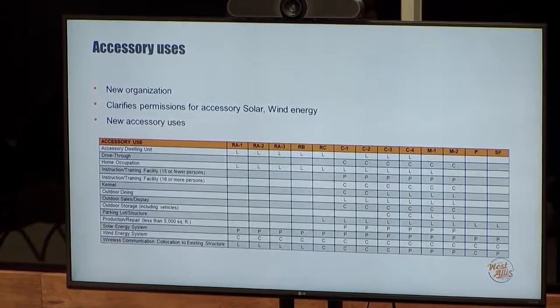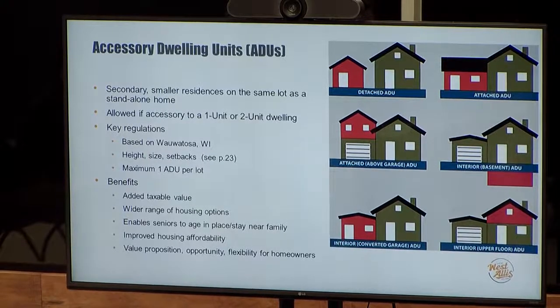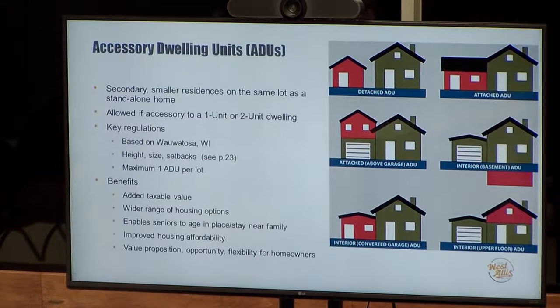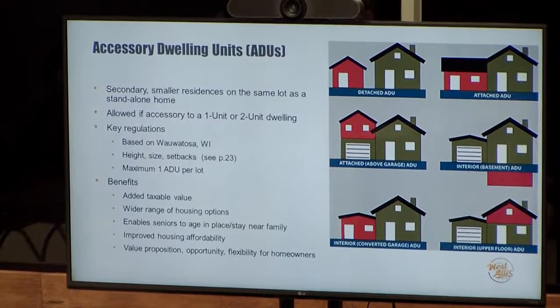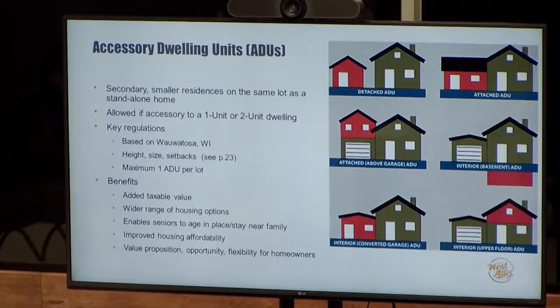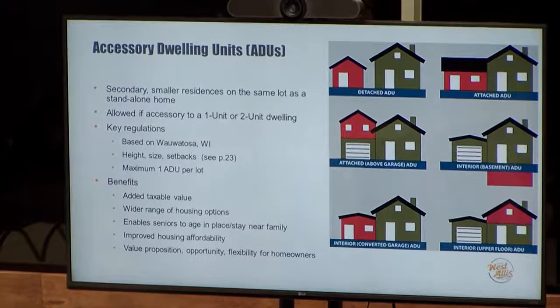Okay, gotcha. And we talked a little bit about accessory dwelling units. Again, an accessory use focused primarily on single and two-family homes. In other words, if you have a four-family, you can't build a small little cottage in your backyard for an accessory dwelling unit, or ADU. So these are just a smaller house or cottage on the same property as your primary residence. And there are some benefits to these.